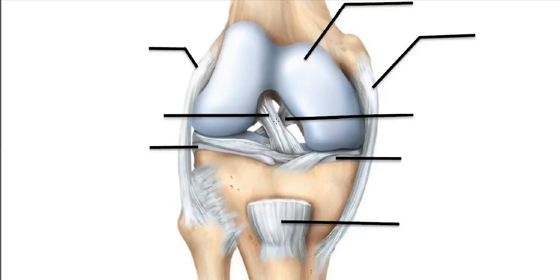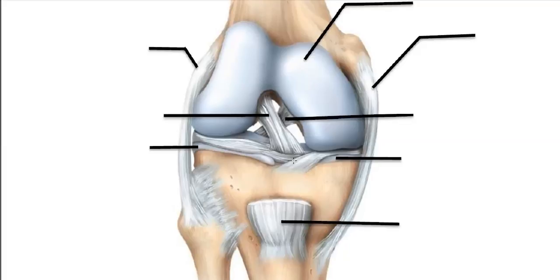We then have a couple more ligaments in the very center of our knee here, and you're looking at this from the front, and so the one that's in front is the anterior part of the knee, and so this is the anterior cruciate ligament, the ACL, and then in the back is the posterior cruciate ligament, the PCL.